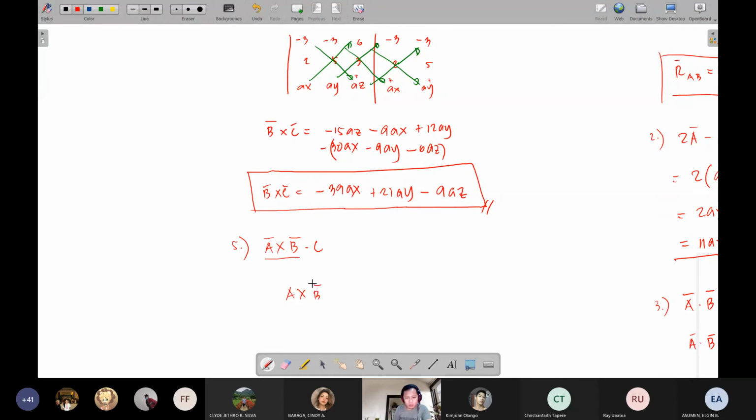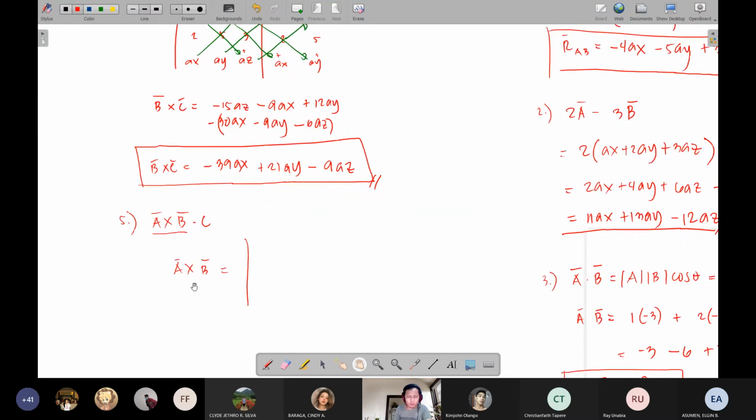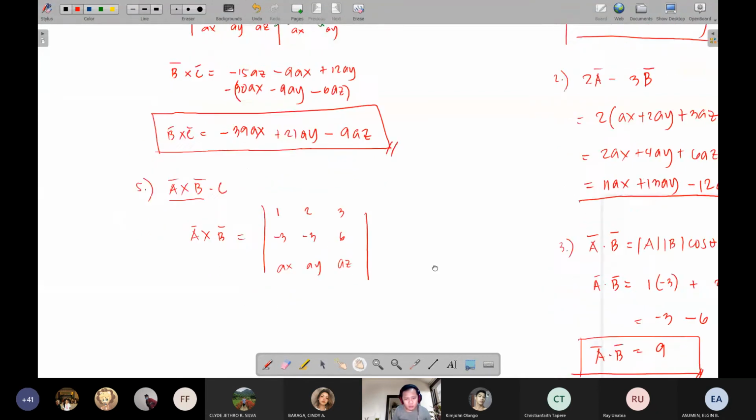So let's say A cross B. Again, for the cross product, we are going to use the matrix form. The first row would be the magnitudes of the first vector A. So vector A is 1ax plus 2ay plus 3az. Vector B is negative 3ax minus 3ay plus 6az. And then the third row is ax, ay, az. Okay, so just solve for the determinant.